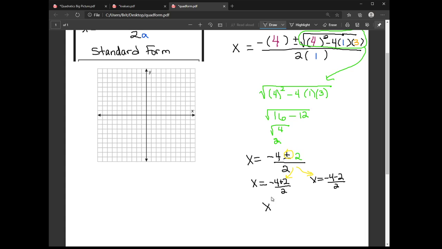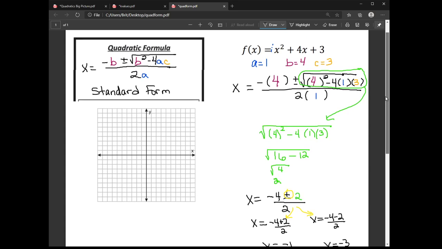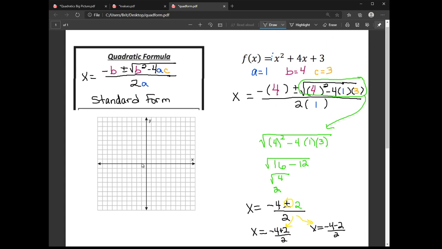So then here, negative 4 plus 2 is negative 2, divided by 2 is negative 1. And here, negative 4 minus 2 is negative 6, divided by 2 is negative 3. So for this parabola, I know that I am crossing the x-axis at negative 1 and negative 3. So here and here.